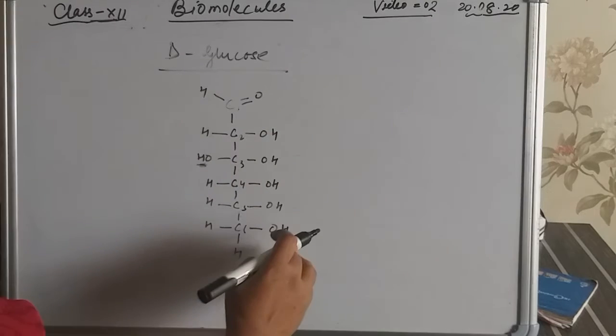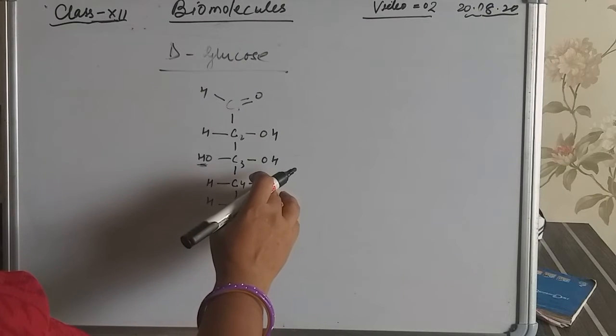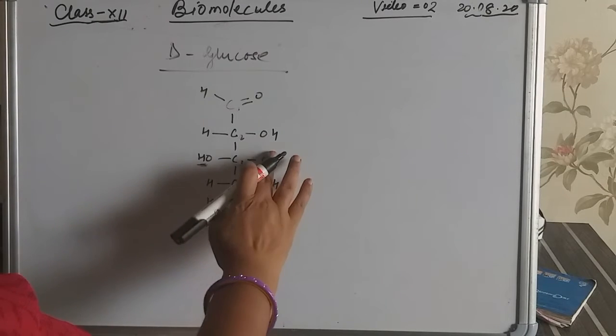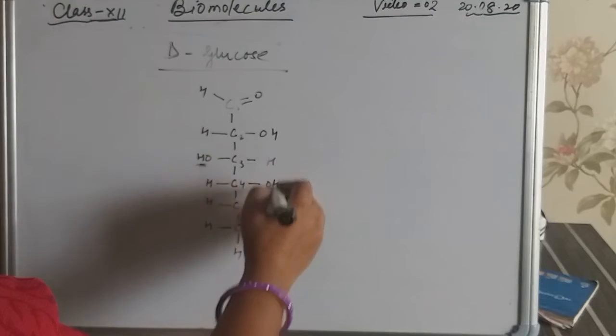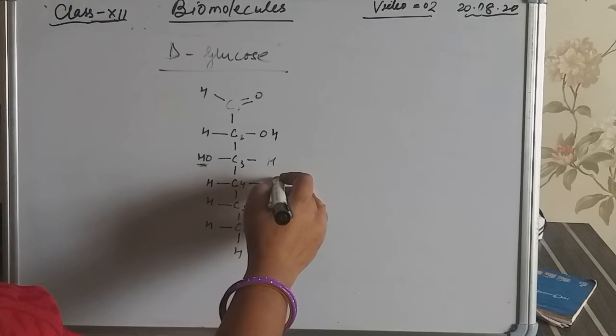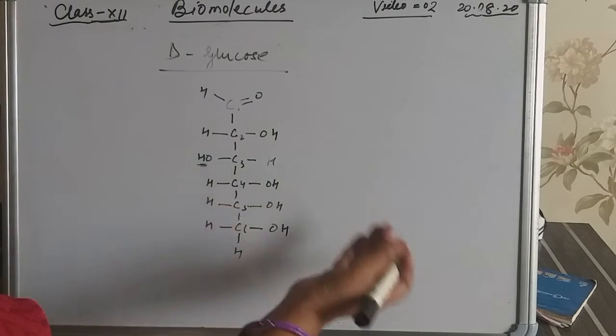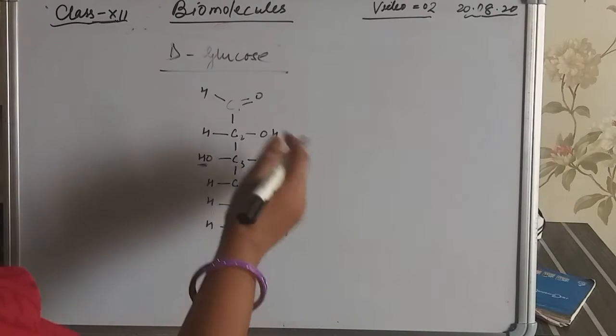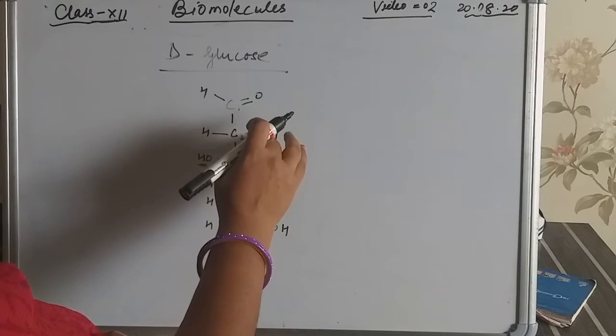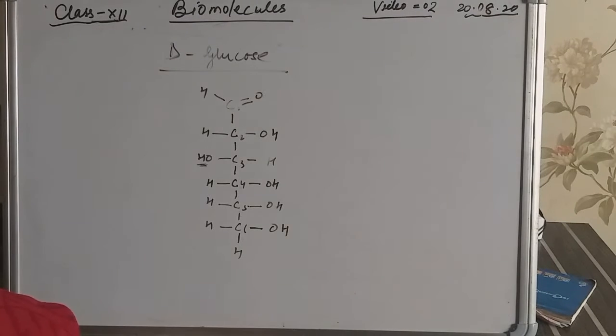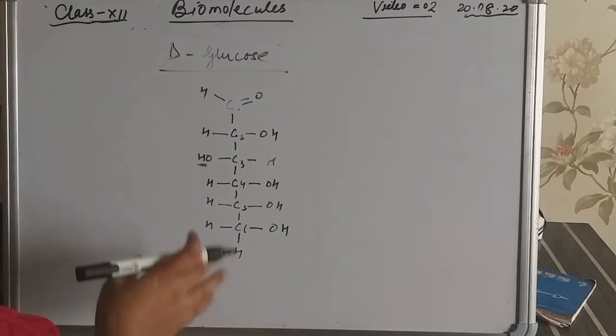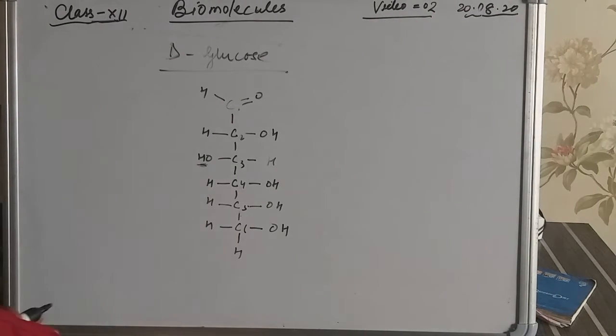And the fourth position OH group is written on the right side, and the fifth position OH group is also on the right hand side. So in this way we can find the structure of D-glucose.